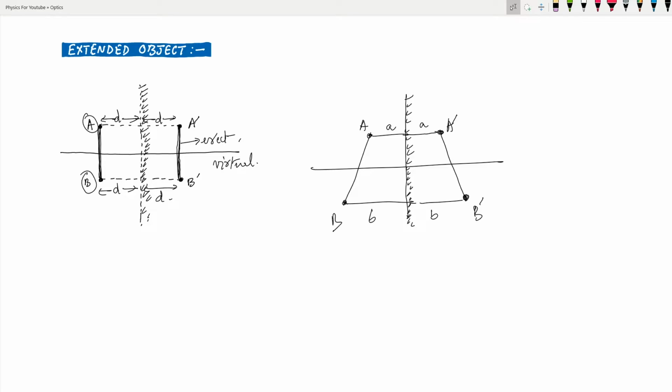It's similar to a point object only. Here the number of points is greater than 1. I hope the concept of extended object is clear. Now let's move on to our next concept.